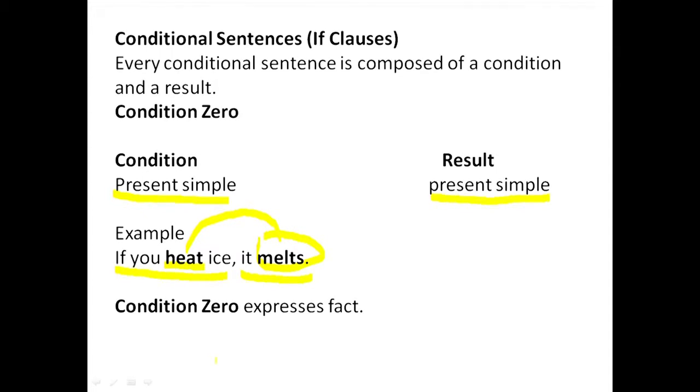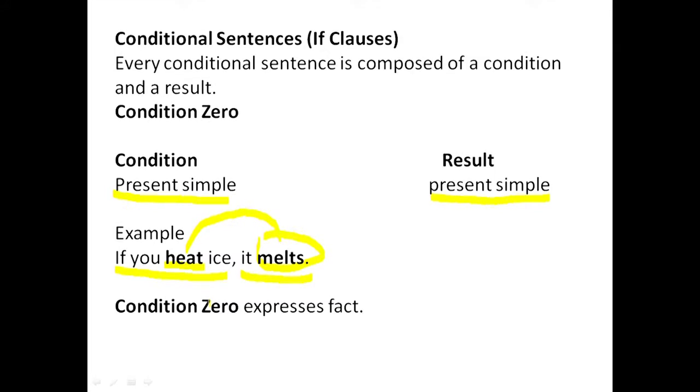If we heat ice, it melts. Sometimes, under this condition, we can even omit if and use when. We will say, when you heat ice, it melts. It's possible under condition 0, because condition 0 is what? It's not a real condition. Okay? It is expressing an ordinary fact.